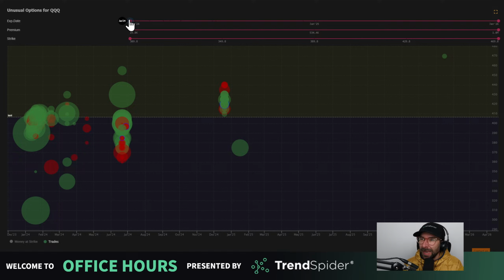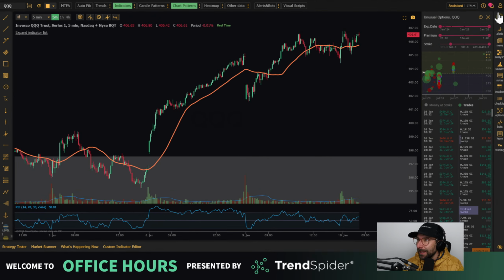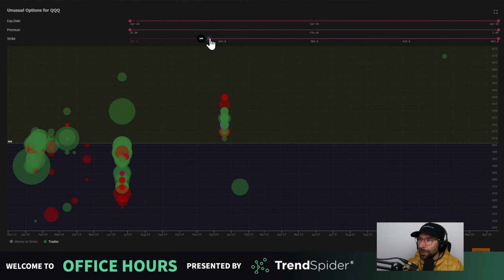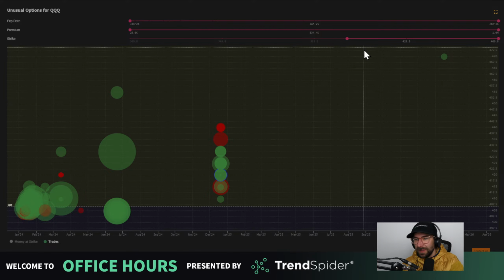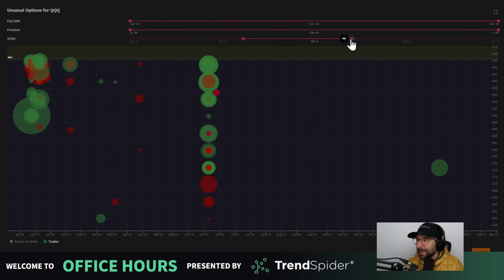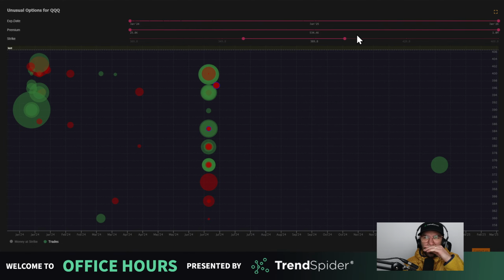You can filter by expiration date. You can filter by premium, which is of course the size, and then you can filter by strike price. So, Qs are trading at 406. Maybe you want to filter out everything below 406, and you're only looking for in the money and above. This is that. If you wanted to look for everything to the downside of that, or anything below 406, then this is what you get.